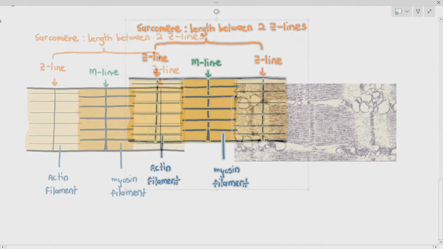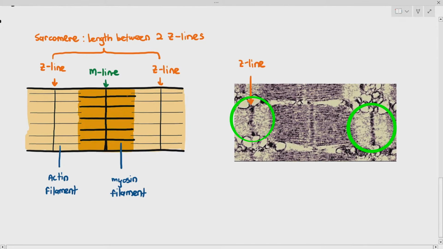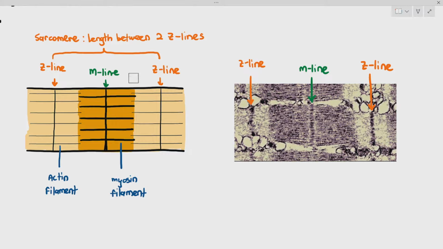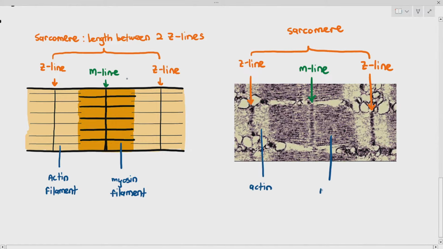As you can see in this diagram, the lighter areas, which I've circled in green, are the two light areas, and the line running perpendicular to them is known as the Z line. That one is also the Z line. But in the dark area, you can see a line running perpendicular to the whole thing. That is the M line. And of course, the distance between the two Z lines is known as the sarcomere.